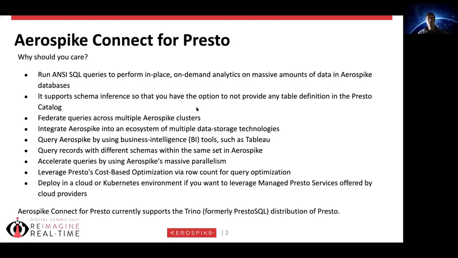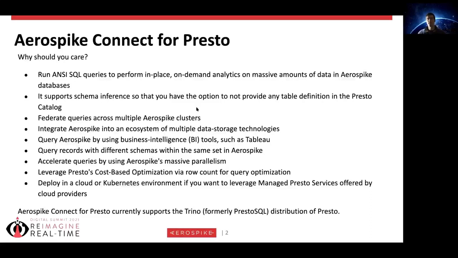Schema inference is also supported by the Aerospike connector for Presto, so you won't need to provide the schema for tables you work with. The connector will figure them out and then cache them. But it's still recommended to specify a schema. Presto supports federated queries and provides an ability to join data between different catalogs, which could be backed by different Aerospike clusters or any other data source in one query.